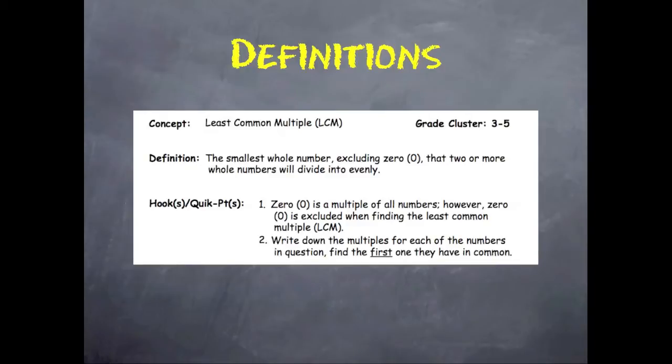So some quick points or hooks to remember: 0 is a multiple of all numbers. However, 0 is excluded when finding the least common multiple. So even though both numbers share 0 in common, it doesn't count as the least common multiple, even though it's the smallest number. Also, in order to solve these problems, you write down the multiples for each of the numbers in question, and then the first one that they have in common besides 0 is the answer.